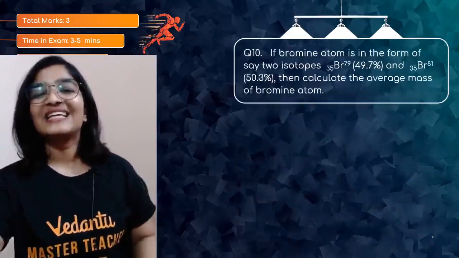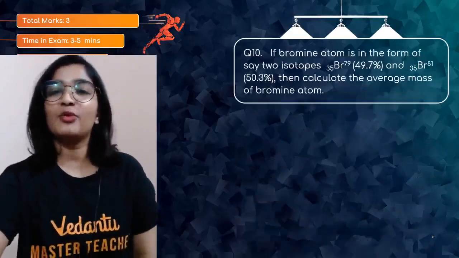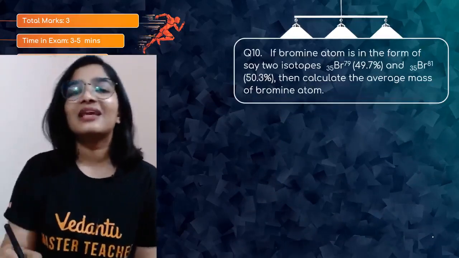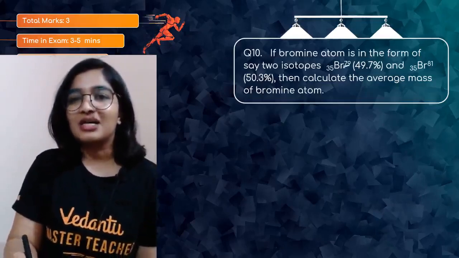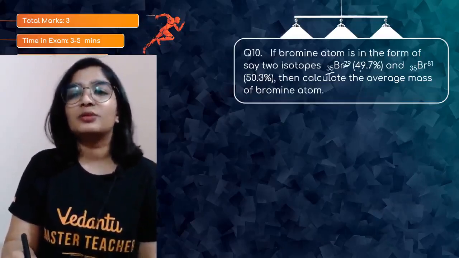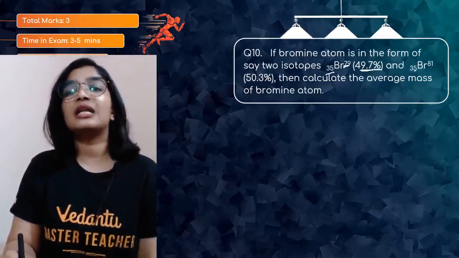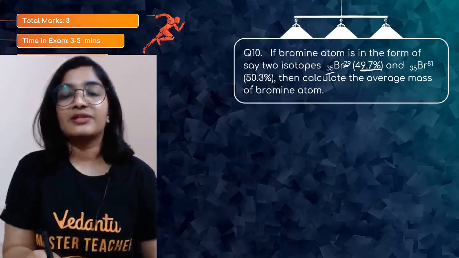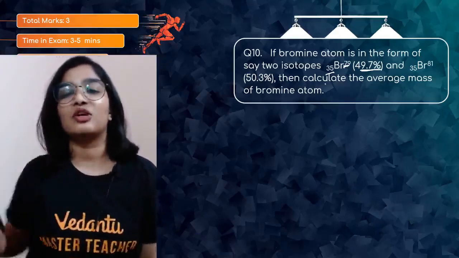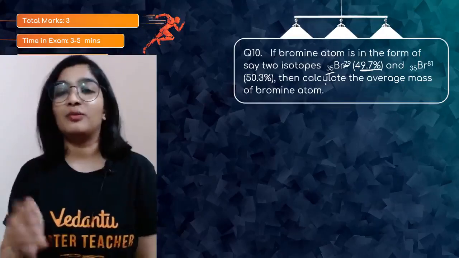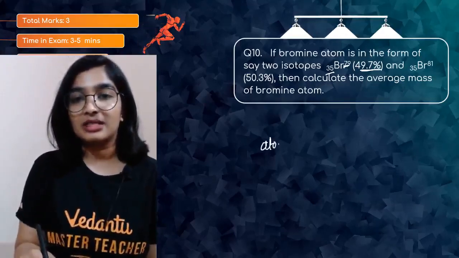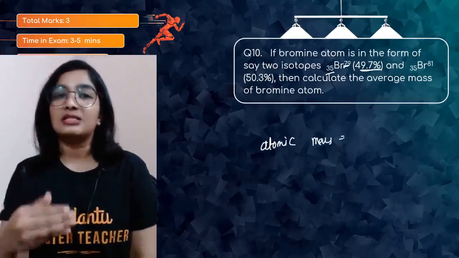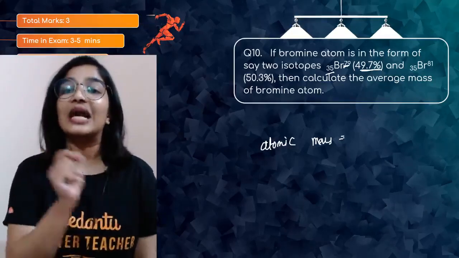Question number 10: if bromine atom is in the form of 2 isotopes, bromine-79, where 79 is the mass number and 35 is its atomic number, with a percentage abundance of 49.7%, and bromine-81, with an abundance of 50.3%, then calculate the average atomic mass. So we know the formula. This is for 3 marks, so I want you to write the formula first, then substitute, and then figure out the answer.